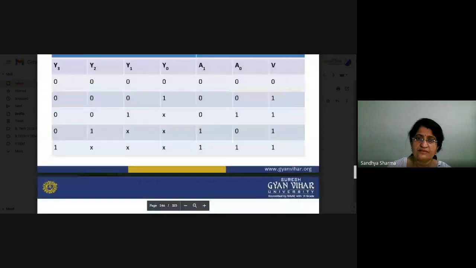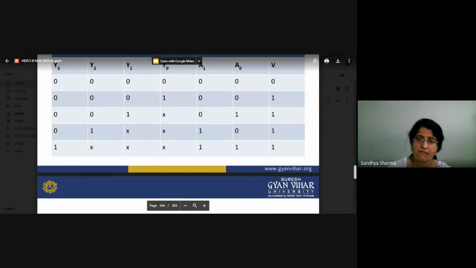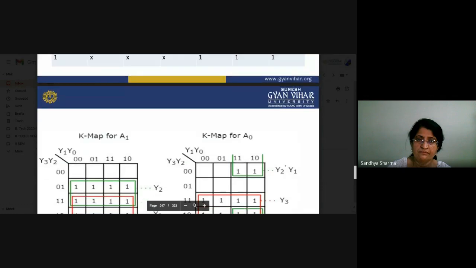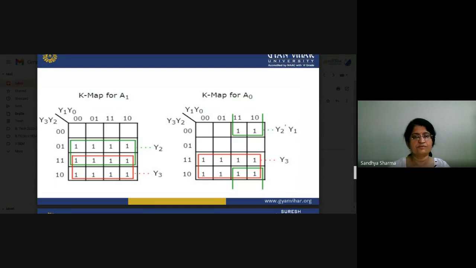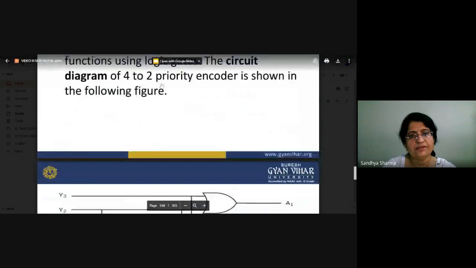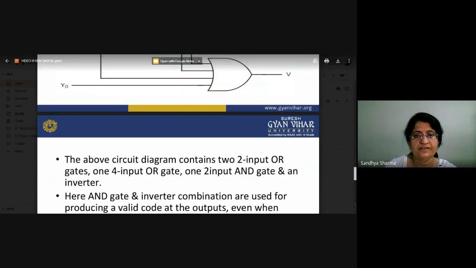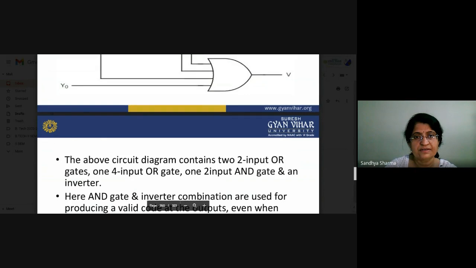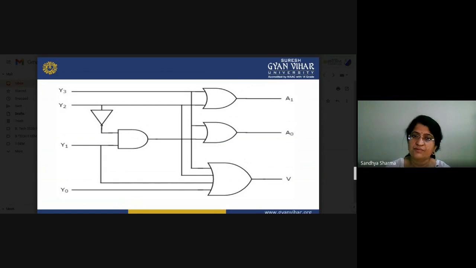So now we will again switch to the basic block diagram. What do you have to do? We will make a K-map for this. This is a method through which we can solve the K-map for A1, A0, and according to that we can implement. After K-mapping, the circuit diagram will be equal to this one. So this is our circuit diagram obtained by solving these K-maps.